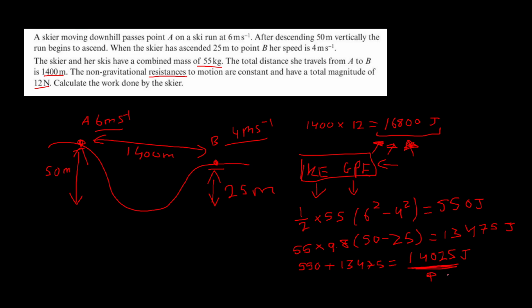But notice how this number is lower than our number that we calculated here by the resistances. And that tells us that we need more energy for this motion to occur. So where's that energy going to be coming from? Well, it tells us in the question that the skier is actually doing work. So that energy is going to come from the skier.